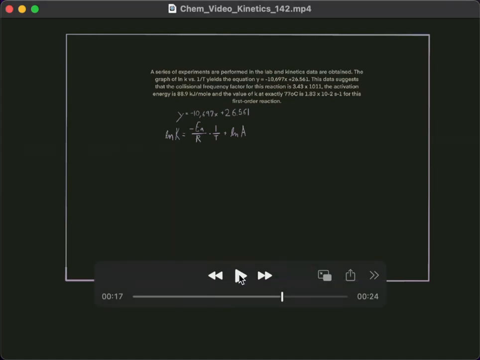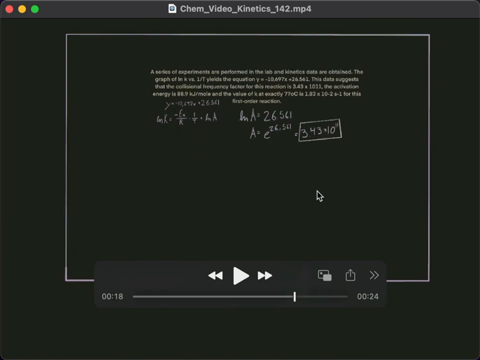As we said, ln A is equal to 26.561. To undo the natural log, we raise everything to the power of e. So A goes from ln A to just A, and it's equal to e to the 26.561. Once you solve this, you simply get that A is equal to 3.43 times 10 to the 11th.